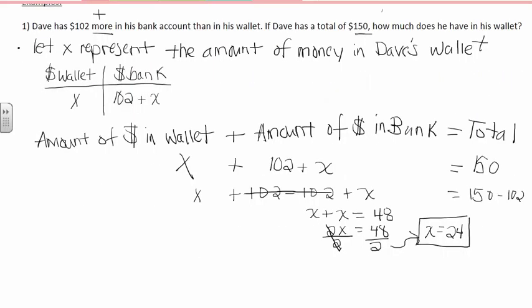Now we need to make sure that we actually answered the question. So the question says, how much does he have in his wallet? We solve for x, and we determined up here that x is the amount in his wallet. So we can write a therefore statement, which is always needed at the end of a problem. Therefore, Dave has $24 in his wallet.